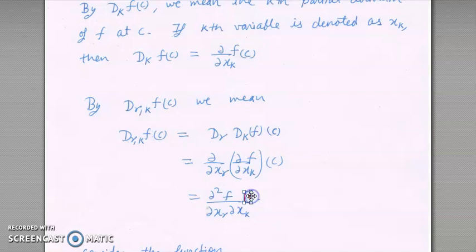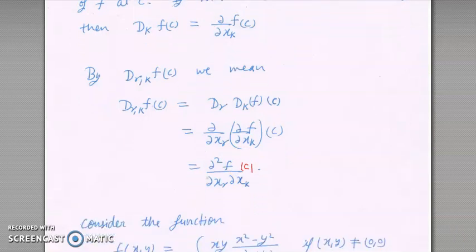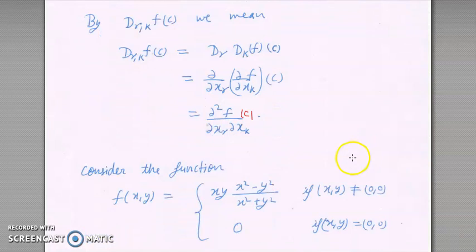So it is at the point c. You can say this is a higher order partial derivative or mixed partial derivative, because it is with respect to the variable k and then with respect to the variable r.